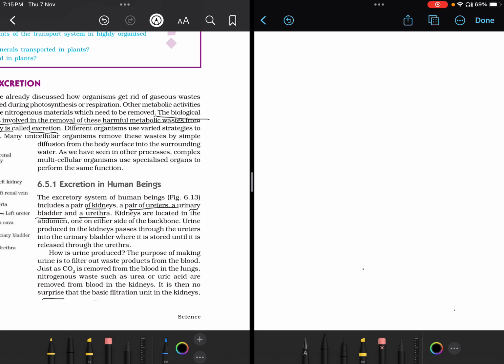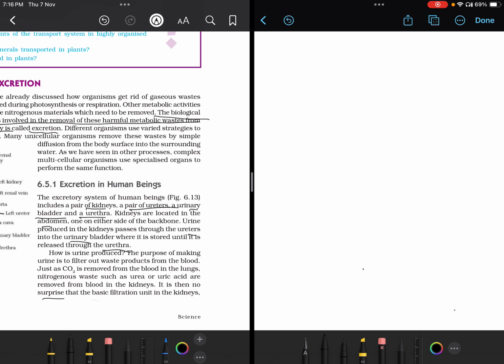Kidneys are located in the abdomen, one on either side of the backbone, and urine produced in the kidneys passes through the ureters into the urinary bladder, where it is stored until it is released through the urethra. Finally, it is released through the urethra.